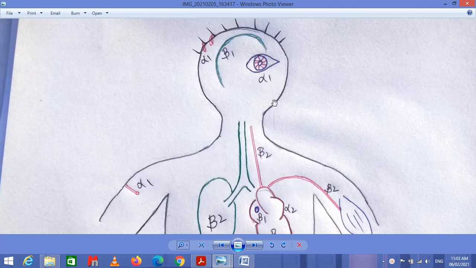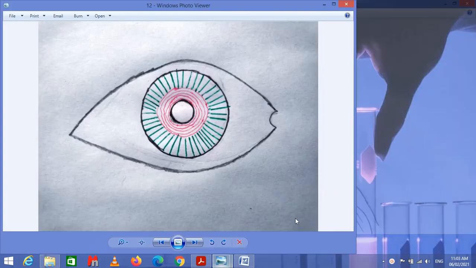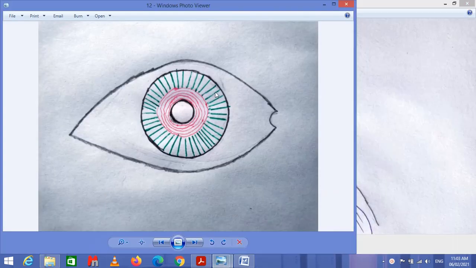Similarly, coming to the eye, it contains the pupil. This spot is the pupil, and around the pupil there is the iris. The iris contains muscles which are called radial muscles. I'm going to show you in this diagram. In this diagram, we can see that these are radial muscles. These are circular smooth muscles, and this is the pupil.